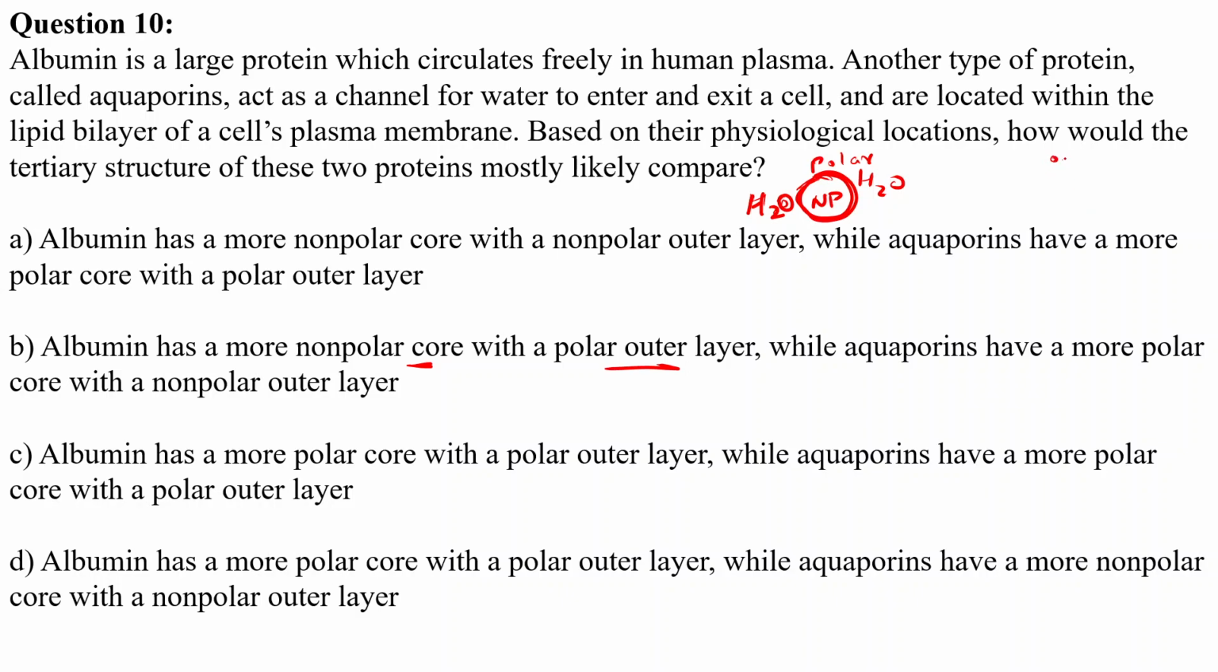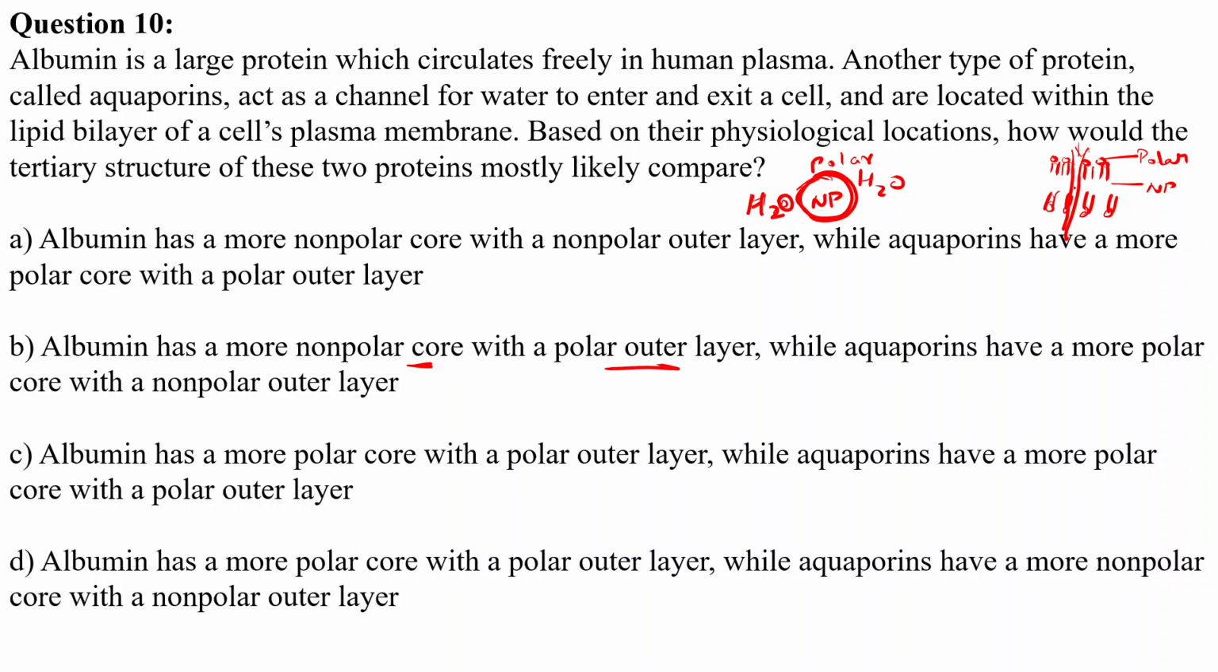Now, I told you it's a membrane protein. So, membrane means lipid bilayer. So, we have a lipid bilayer where we have the polar head groups and the non-polar tails. These are the polar head groups and these are the non-polar tails. Okay, and this aquaporin is basically forming a channel between these lipid bilayers. So, water molecules can enter these channels.